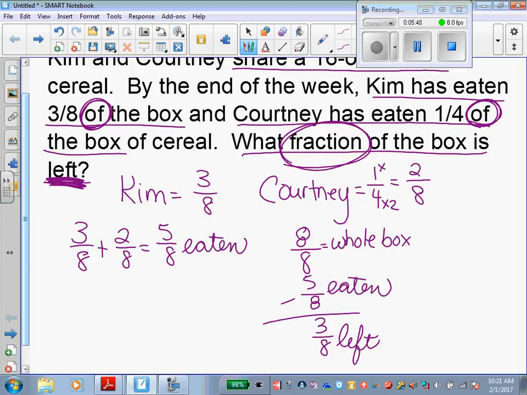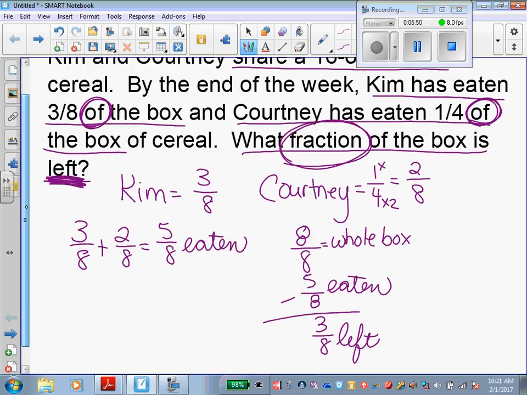All right. This, we didn't have to do any multiplying, did we? Well, we had to find an equivalent fraction, but not any kind of multiplying fractions like we have been learning about, because it said what fraction of the box is left. If it said how many ounces are left, then we could go back and do the multiplying of the fractions.